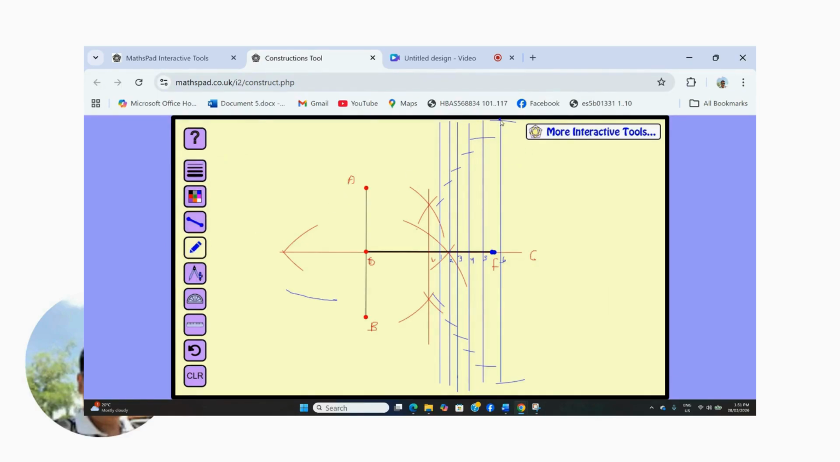Now finally, we should join all these points of intersection to get our parabola. Let's join with free hand. Normally, you should join with free hand, or you can use French curve.